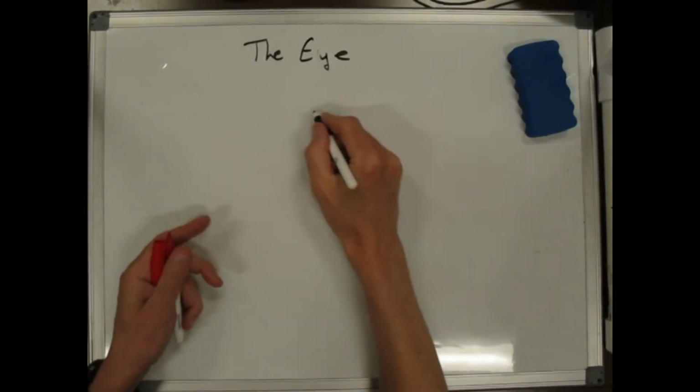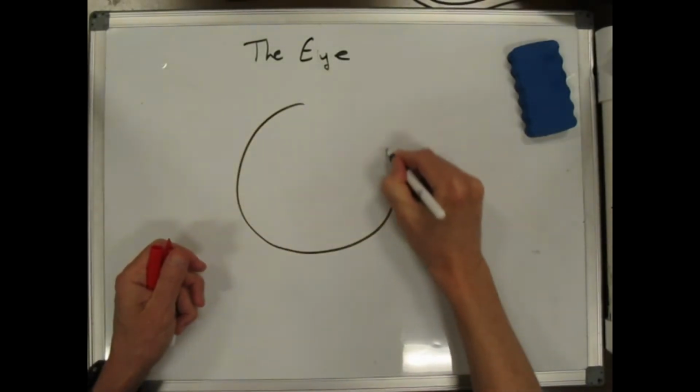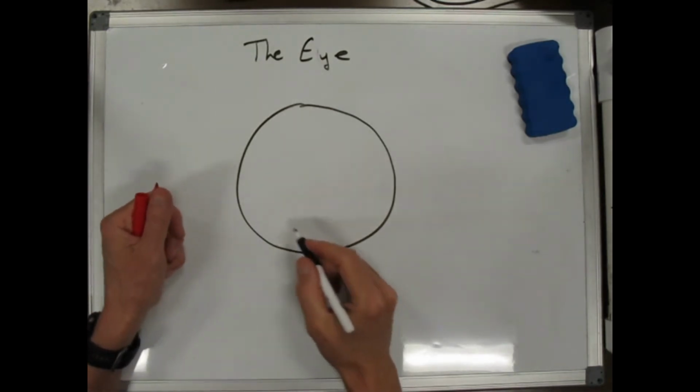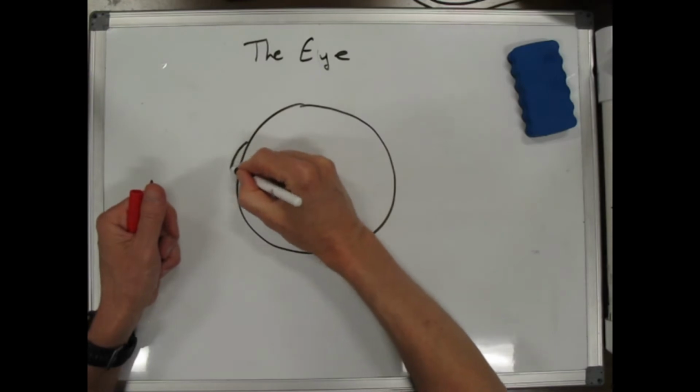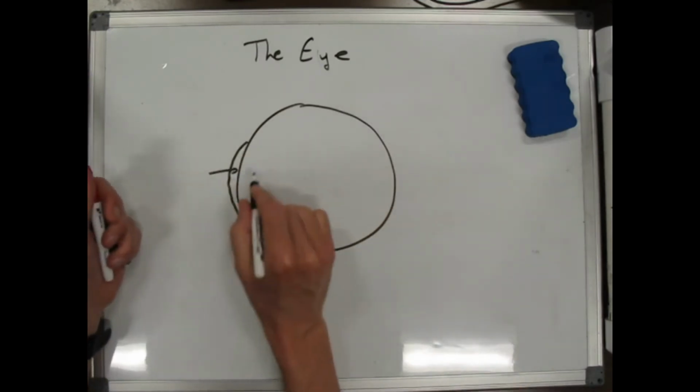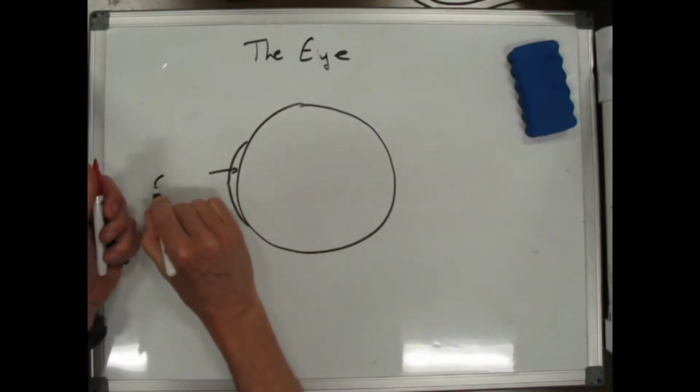So we're going to have a short section here on the eye. Excuse me. That's an eyeball. I'm going to give you a physicist version of an eye. So this piece here, the curved piece that sits on top of your eye, is called your cornea.